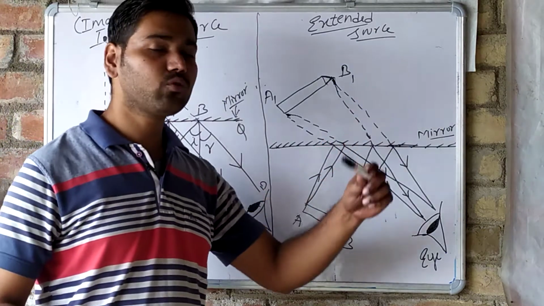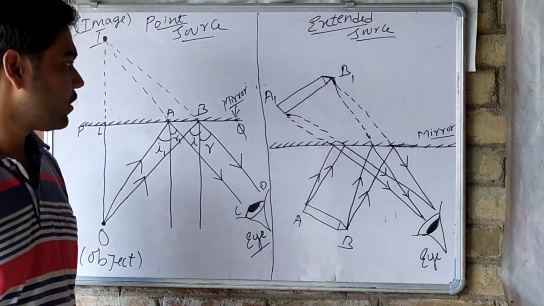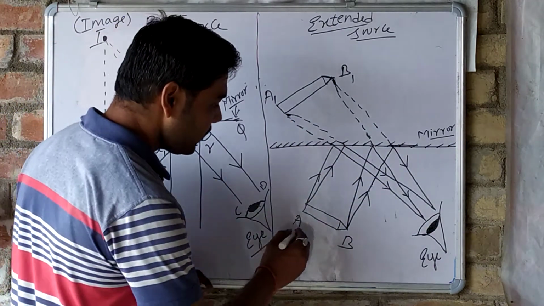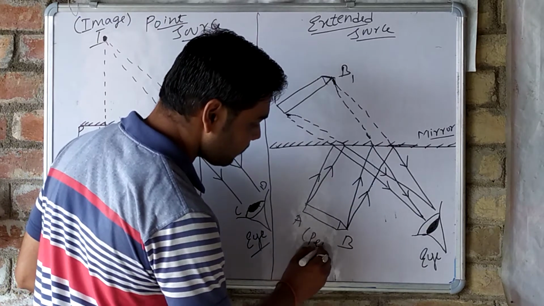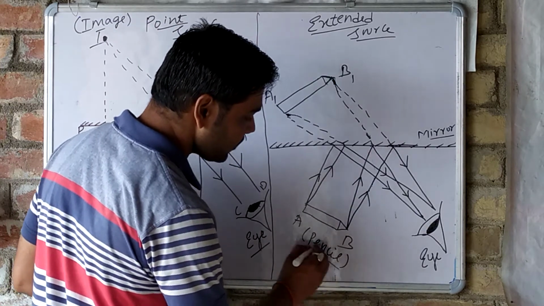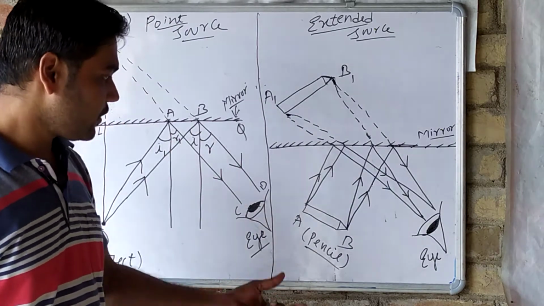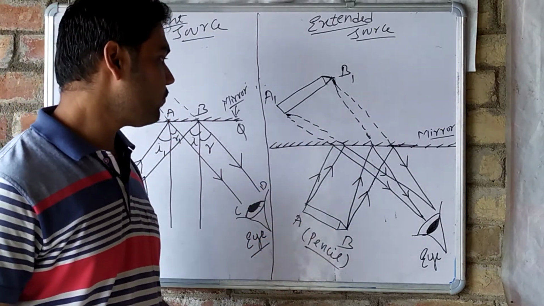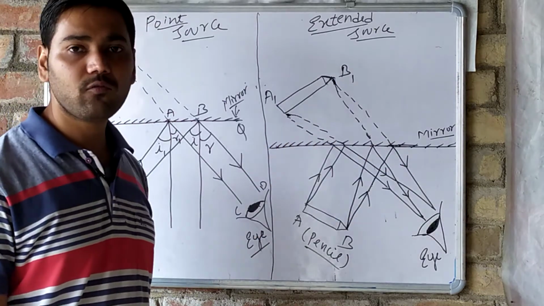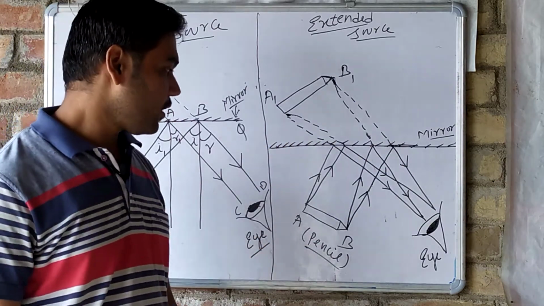Now see, when a source of light is an extended source, and what have we taken? We have taken an extended source, means we have taken a pencil. Okay, it is also given on page number 63, extended source. We have taken a pencil. We have kept a pencil in front of the mirror. Okay, PQ, in front of mirror PQ we have kept a pencil.